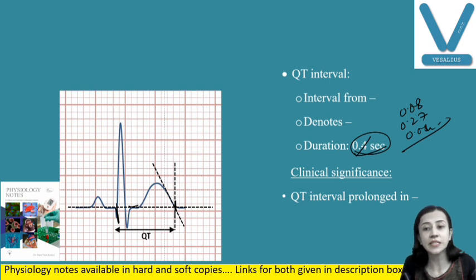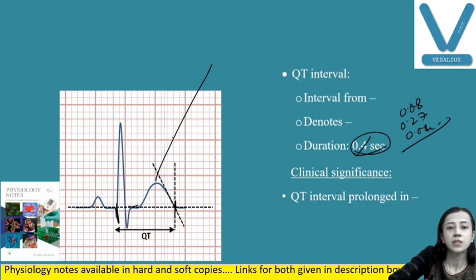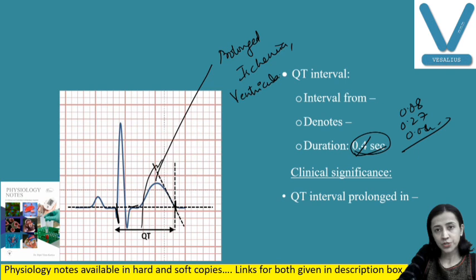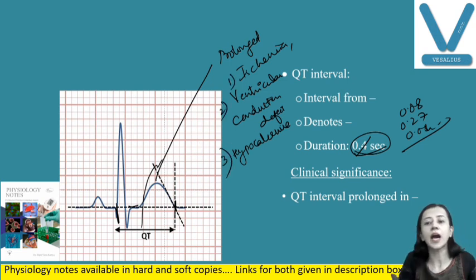Okay, what is the clinical significance? QT interval is prolonged, this QT interval, this one, is prolonged in ischemia, in ventricular conduction defect, and in hypocalcemia. Okay, ischemia, ventricular conduction defect and hypocalcemia.